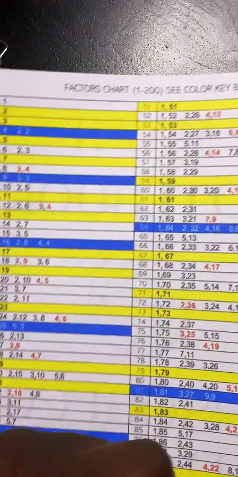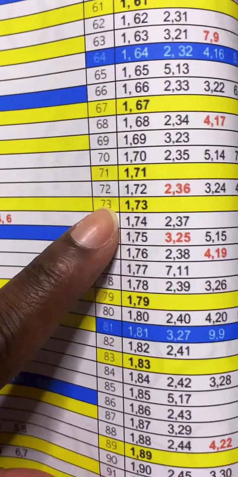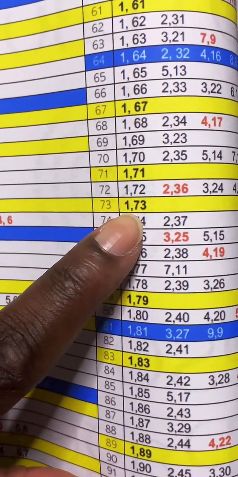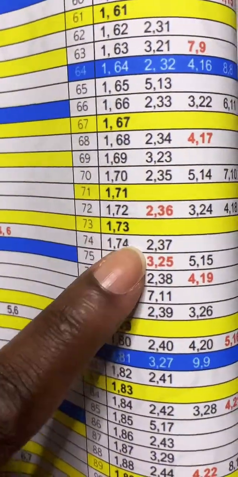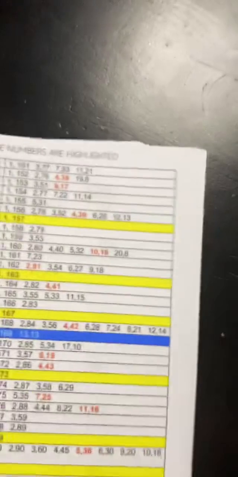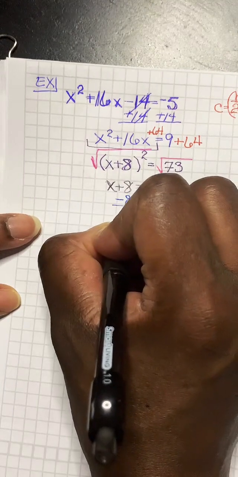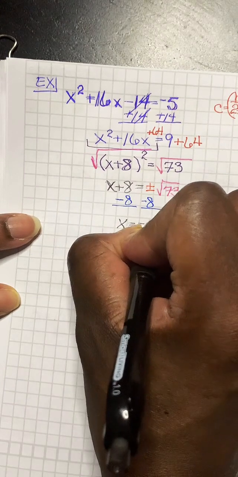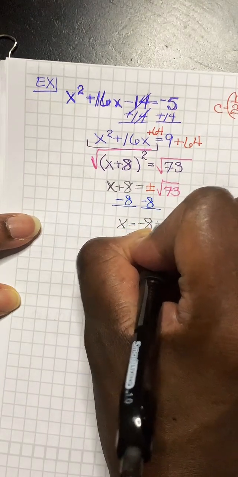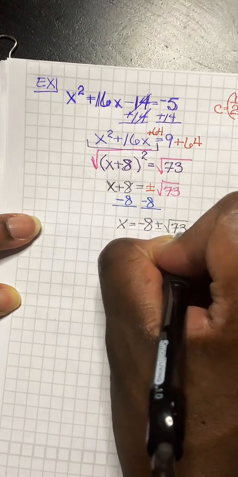If you don't believe me, I know, why is everything so dramatic with me? All right, if you don't believe me, here's 73. The only factors of 73 is 1 and 73. Nothing else. And it's yellow. When it's yellow, it's prime. All right, you're probably like, ooh, where'd this book come from? Well, I'll explain in a few minutes. So my final answer, as some of you guys already had written, was -8 plus or minus the square root of 73.